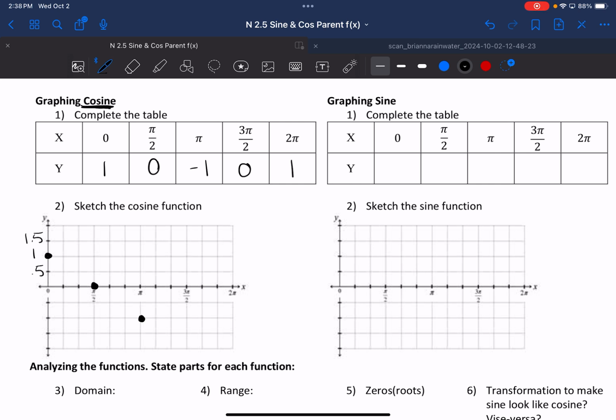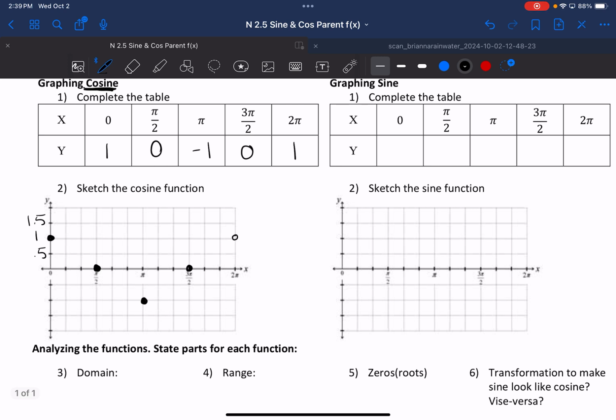And then at 3 pi halves, we've got a value of 0. And then at 2 pi, a value of 1. Okay. So as we know, there are a lot of things that fall in between those, right? We have 30 degrees, 60 degrees, and 3 pi fourths, right? A lot of things fall in between there. They're just giving you a few anchor points.